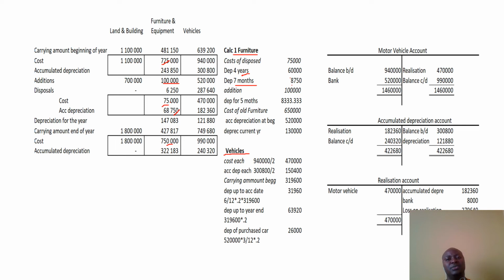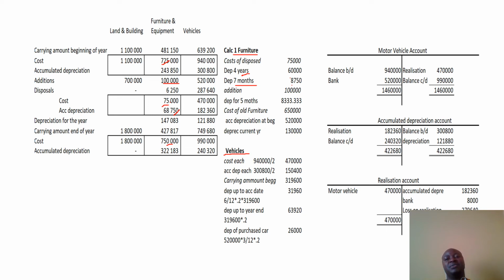So we have an addition of 100,000, but it's been in our business from when? From the date furniture number one was sold. So furniture number one was in the business for 7 months. So for this to be 12 months, it's been here for 5 months. So you are calculating depreciation at 20% of 100,000 for 5 months. You get that amount, isn't it? So that's your depreciation for the new furniture that was bought.